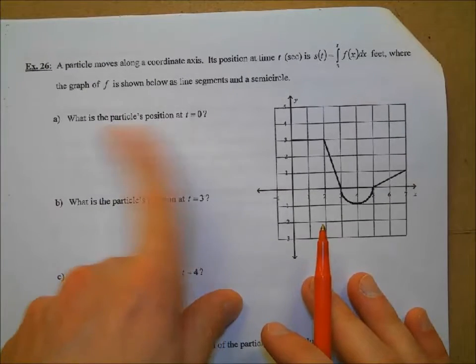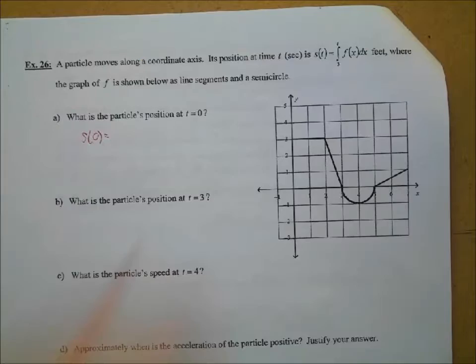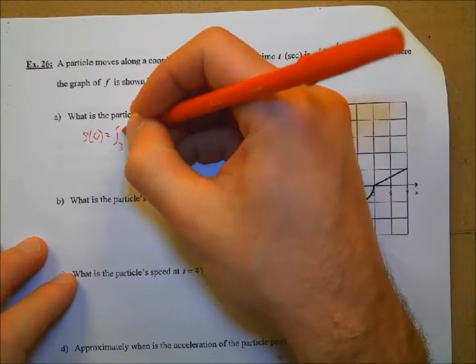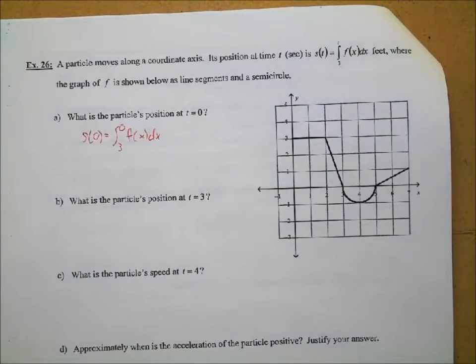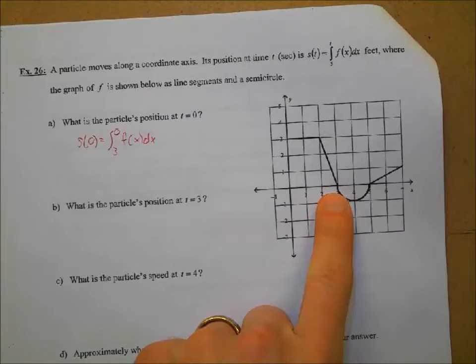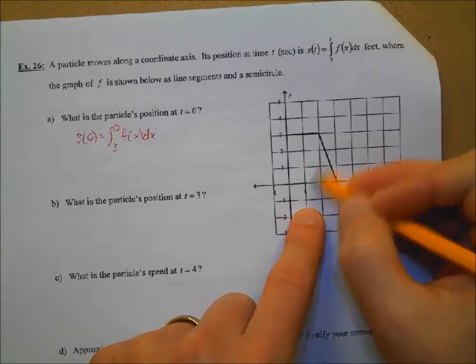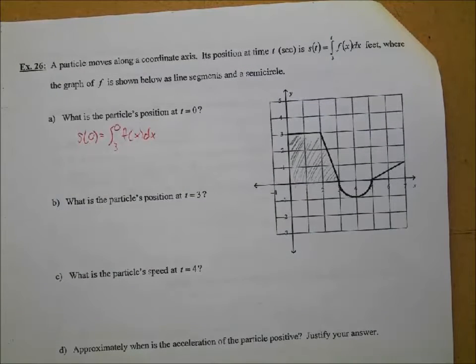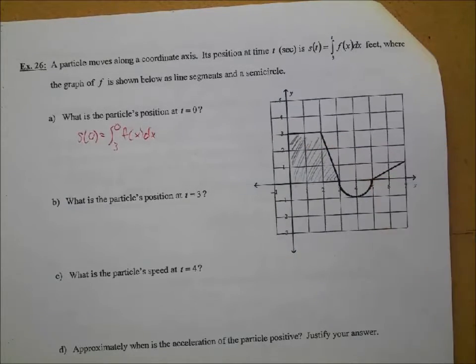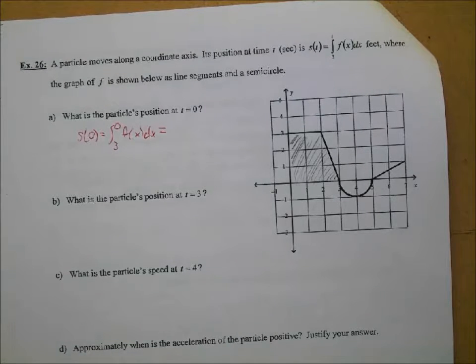All right. Letter A, what is the particle's position at time t equals 0? That means we want to find s of 0, which would be equal to the integral from 3 to 0 of f of x dx. From 3 to 0, we want to find the area of that region there. What kind of shape is that? Trapezoid. You could also break it up into a rectangle and a triangle if you wanted to and put those together.